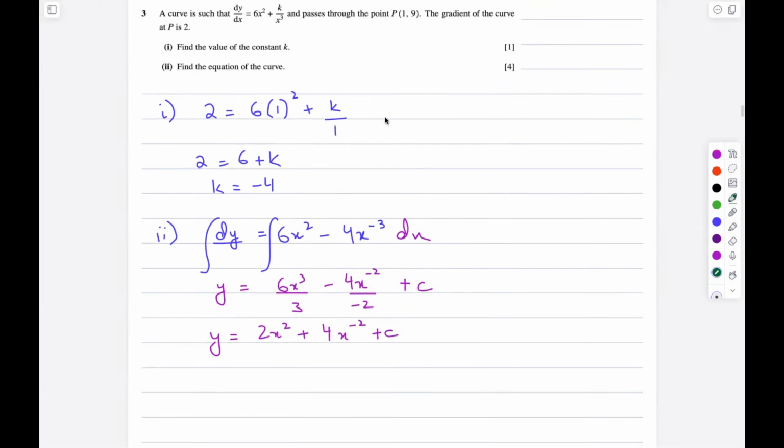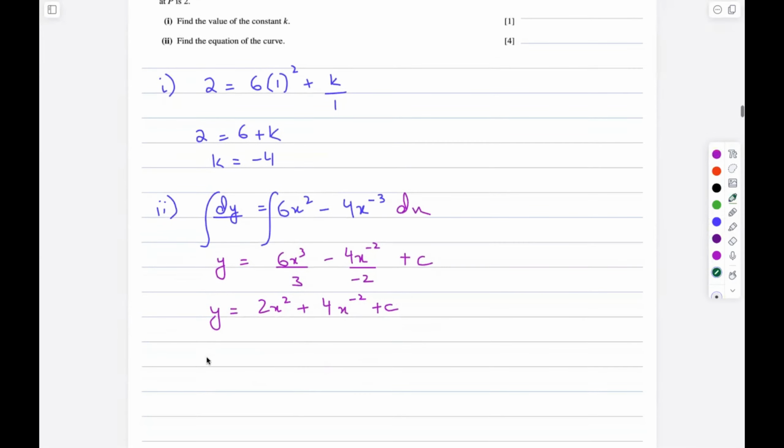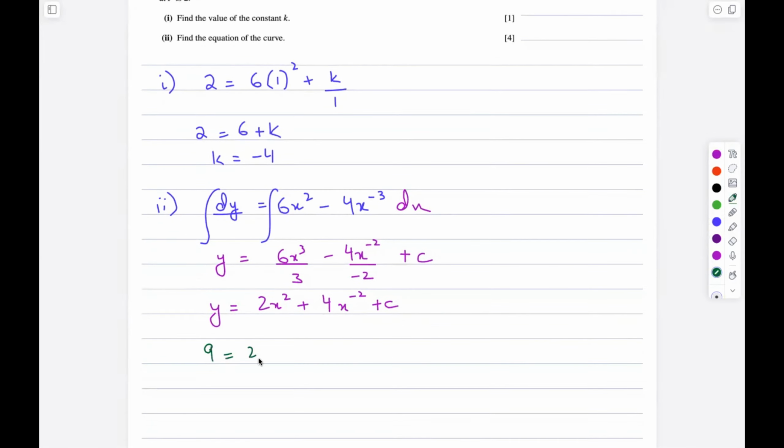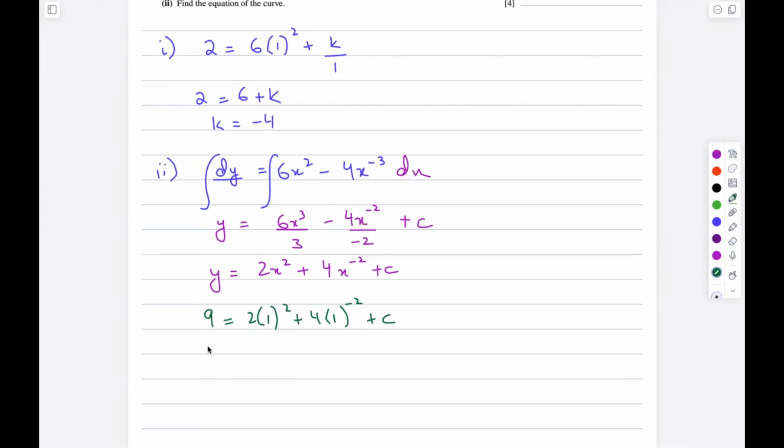Now to find the value of c, we can substitute the point (1, 9). So this will become 9 equals 2 into 1 squared plus 4 into 1 to the power minus 2 plus c. 2 plus 4 will become 6. So c will be equal to 9 minus 6.